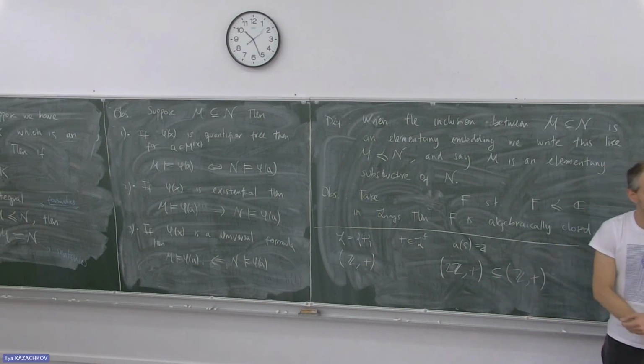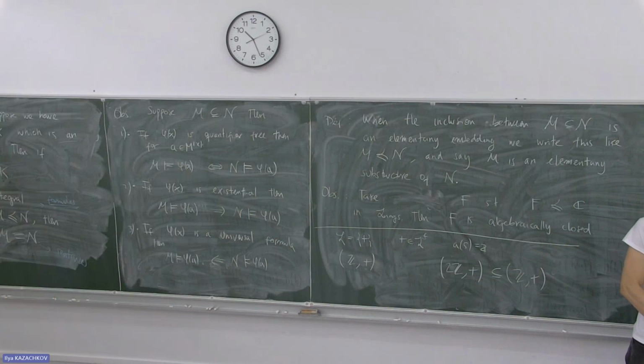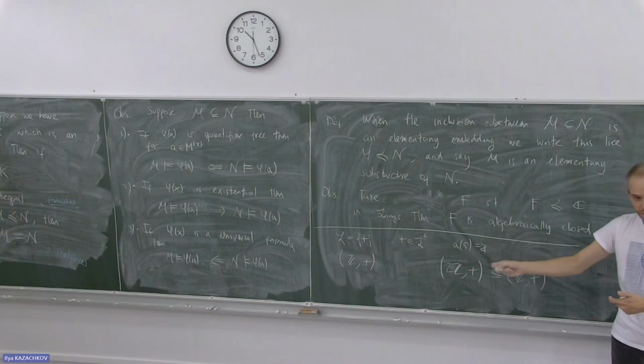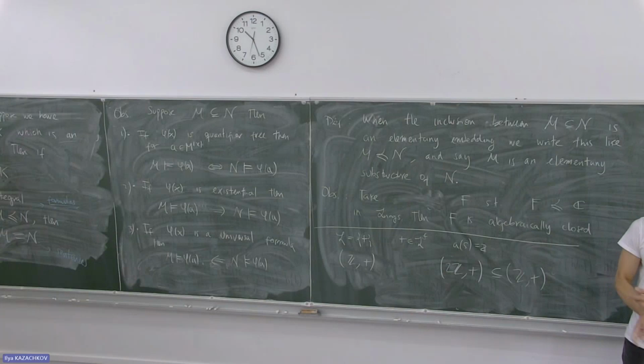I take just the even numbers, right? This is a substructure because it's still closed under sum, and it is the same sum, and you can check that the inclusion preserves this symbol, right? And actually, you can prove these two structures are isomorphic, because the map sending 2x to x is going to give you an isomorphism between these two, right?